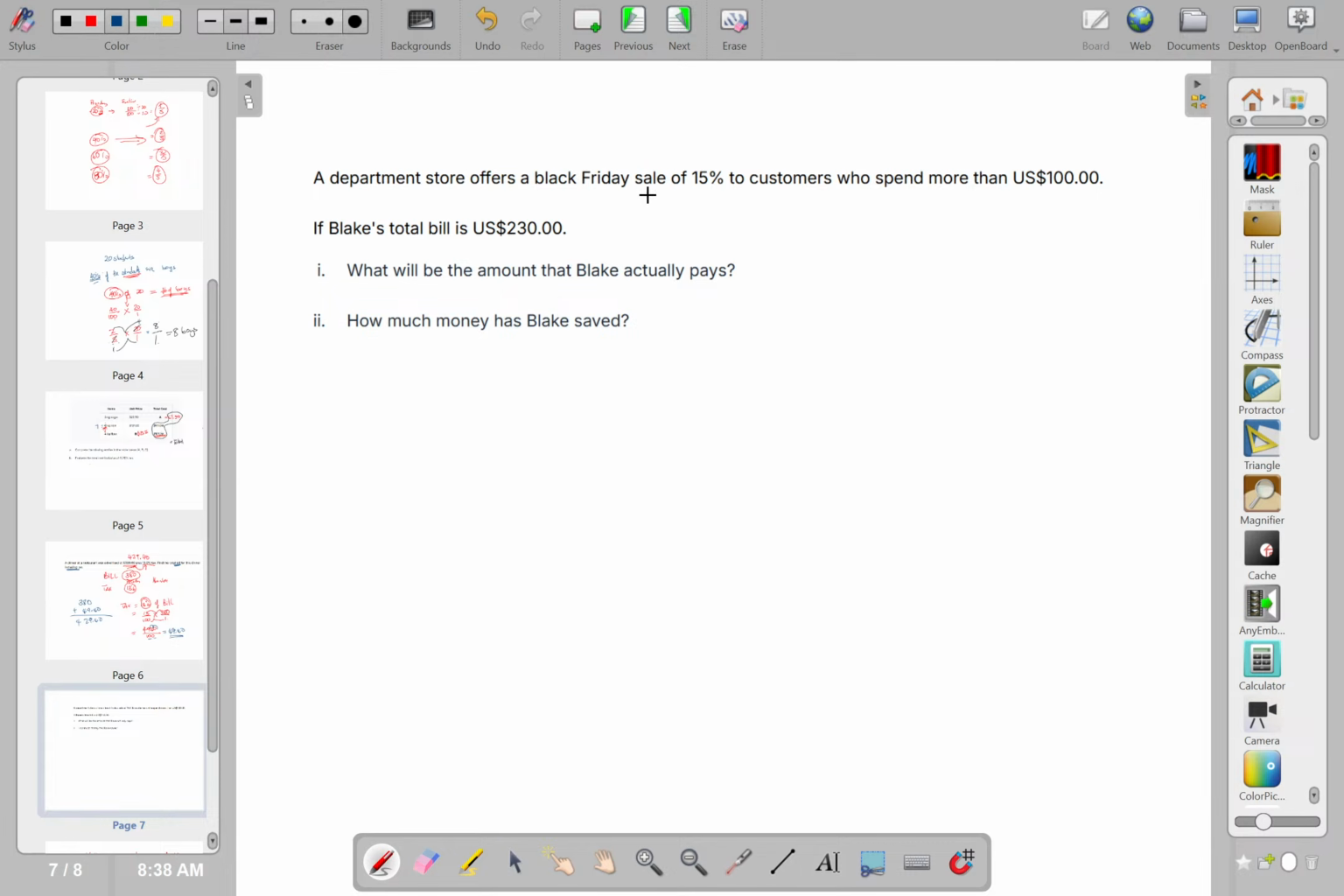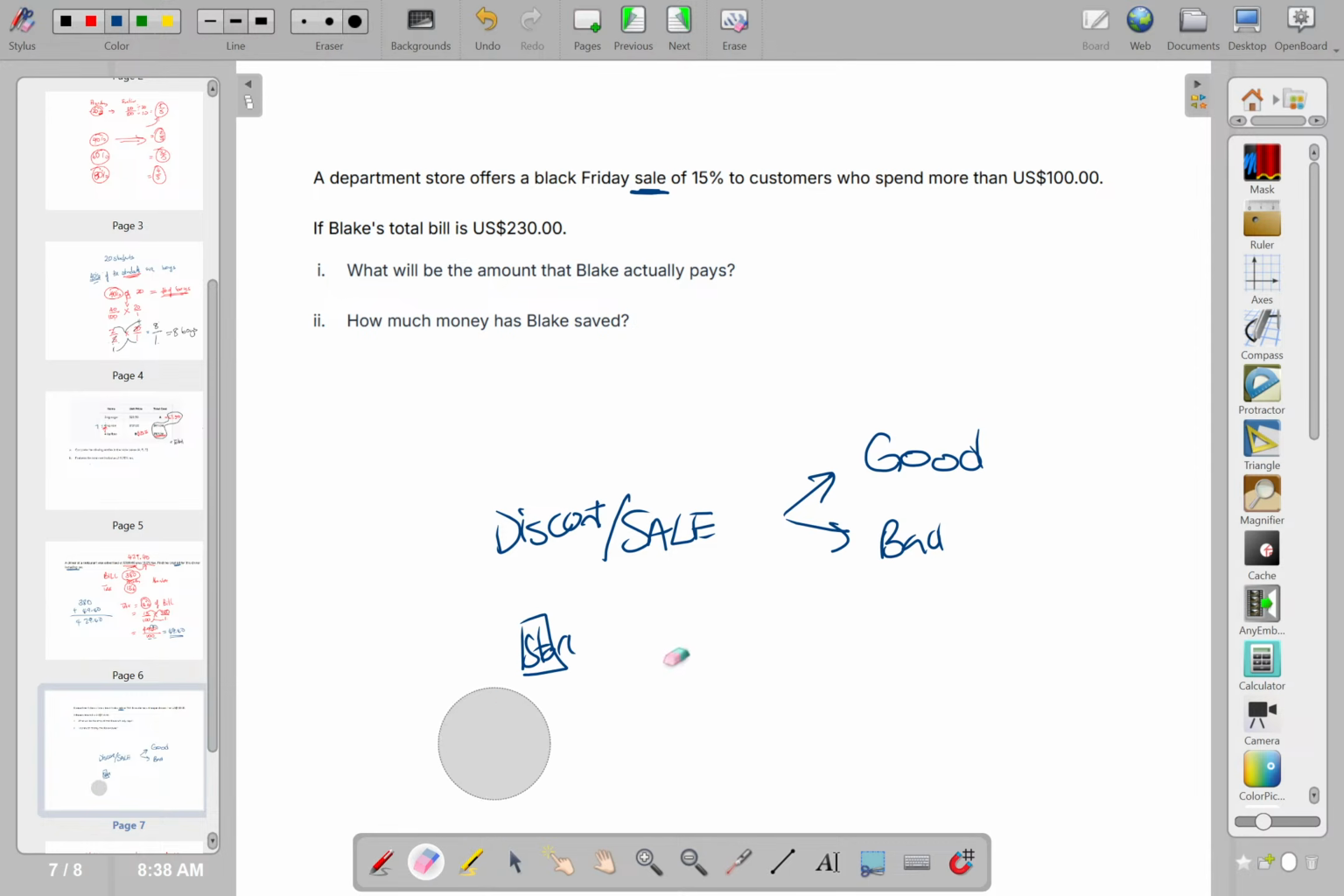What is a sale? Is a sale a good thing? Another word for sale could have been discount. Is that a good thing? Yeah. So we have a Black Friday sale. Is it a good thing or a bad thing? I don't know, you tell me. It matters on who it's coming from, the context. For the store, I don't know if it's good or bad. It could be either.